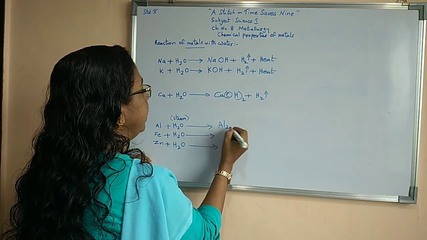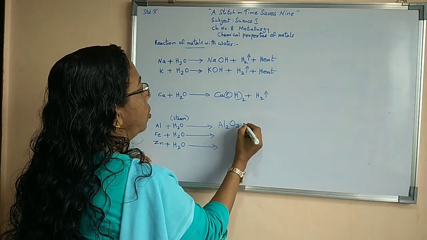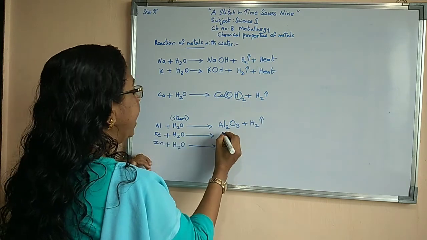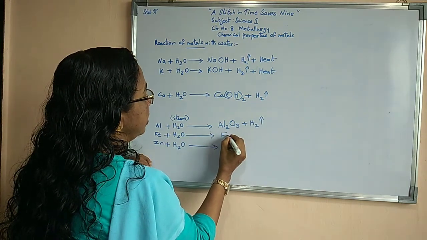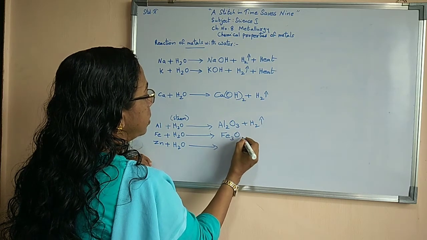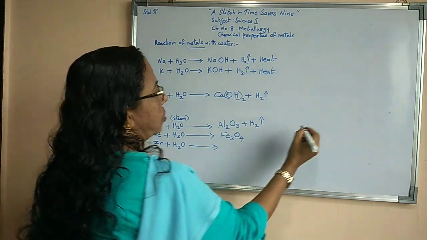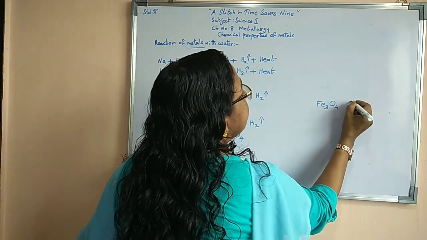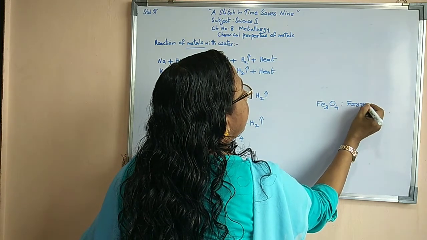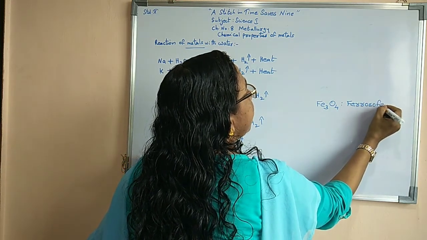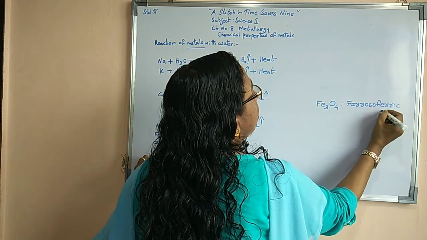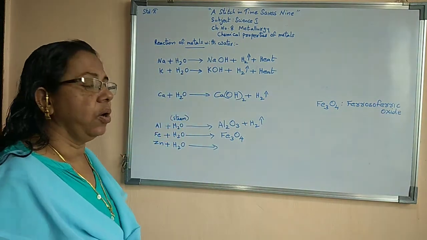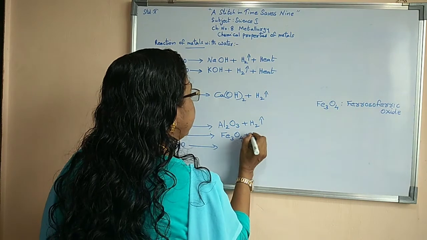Aluminium reacts with the steam and produces aluminium oxide, along with hydrogen gas. Iron reacts with the steam, it produces ferroso-ferric oxide, Fe3O4. Fe3O4 we can read as ferroso-ferric oxide. Along with that, hydrogen gas is producing.